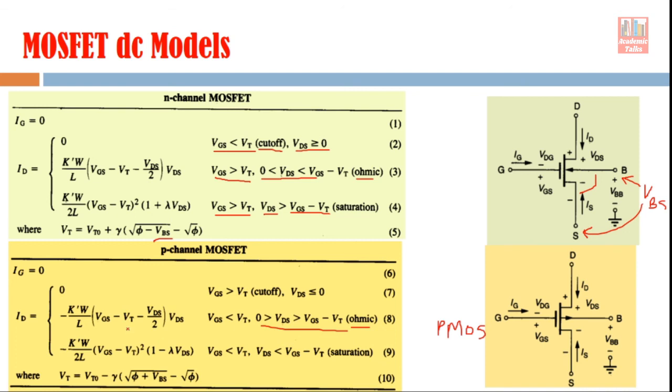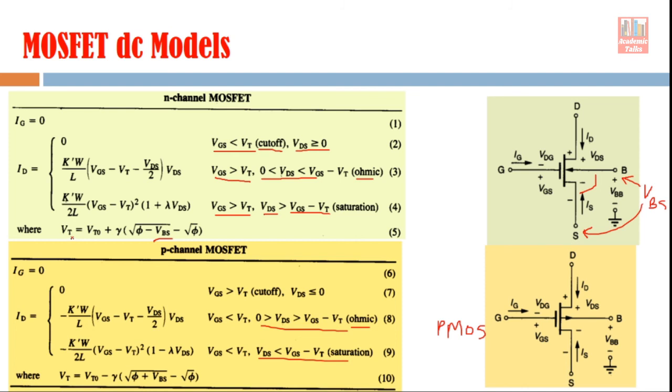You see here, this equation is almost similar to the N-channel equation. The only difference is that there is a negative sign here, because in a PMOS device, current will flow in the opposite direction. And the same thing happens in the case of the saturation region. Here there was a plus sign, 1 plus lambda VDS, and here it is 1 minus lambda VDS, right? And the condition for saturation is this.